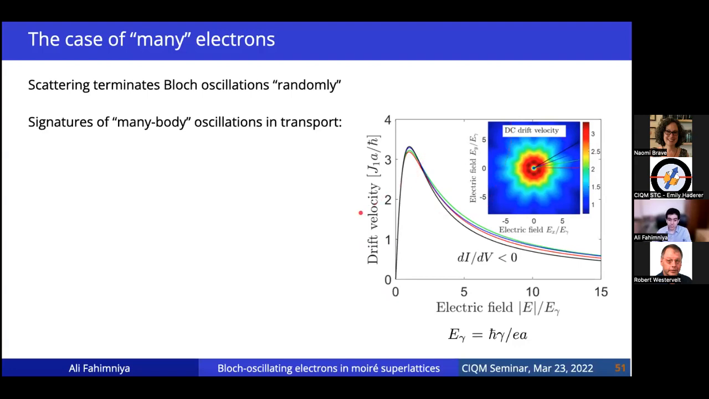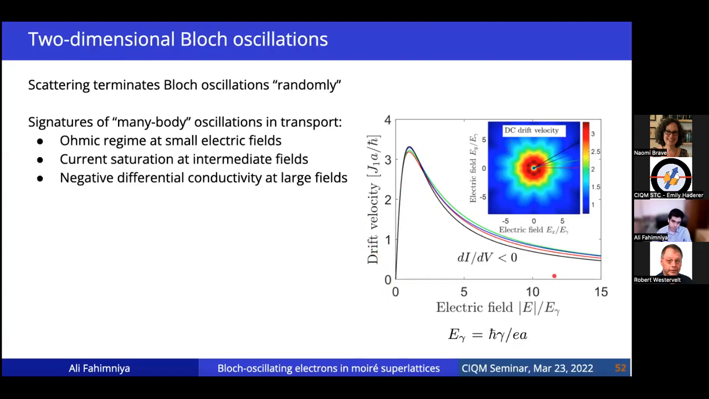current, or equivalently the drift velocity, as a function of the electric field strength. At small electric fields, the current grows linearly with the applied electric field, which is just Ohm's law. But then later, it saturates at field strengths that are determined by the scattering rate, as we see here. And finally, the drift velocity goes down with a negative differential conductivity.